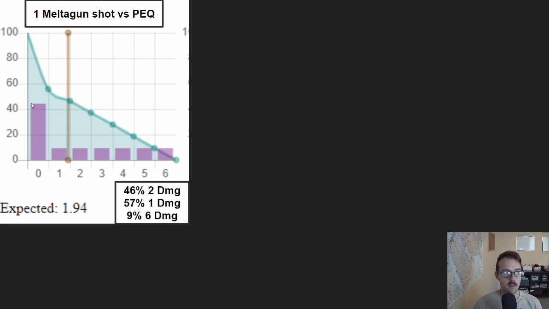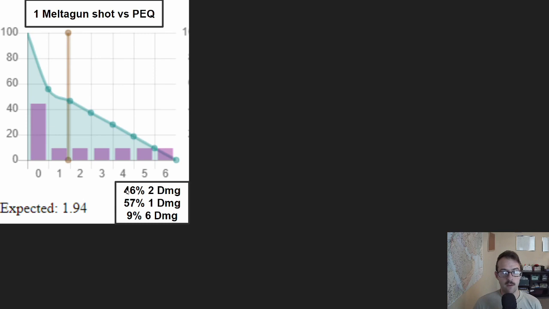In purple is that specific value, so there is about a 45% chance that 0 damage will happen. And on the blue line here, we look at the cumulative probability. You can see that at about 2 damage right here, it's a 46% chance to do at least 2 damage. So that's how we read these graphs. The expected damage is about 2, so on average, you will kill 1 Primaris equivalent Marine with each of these shots.